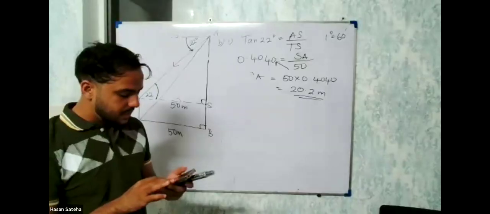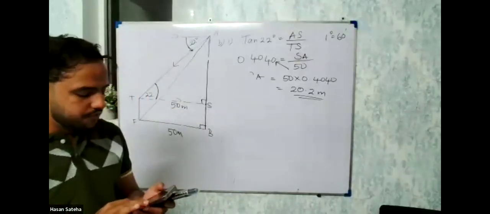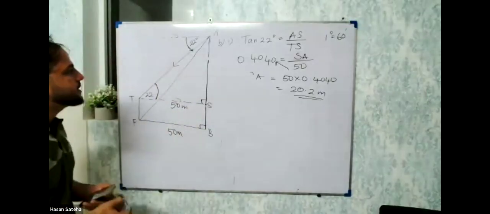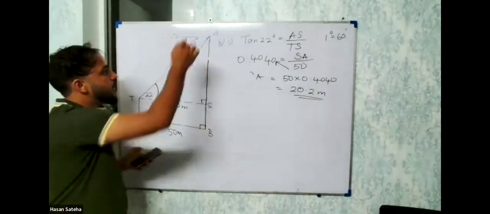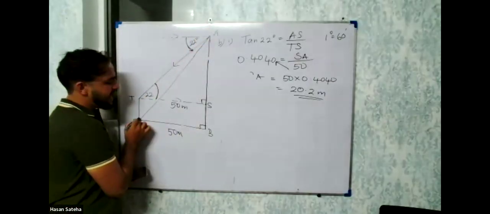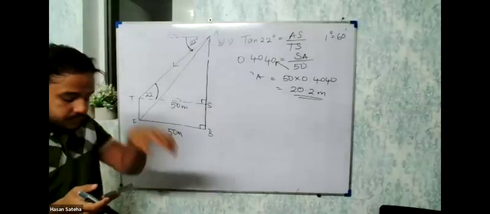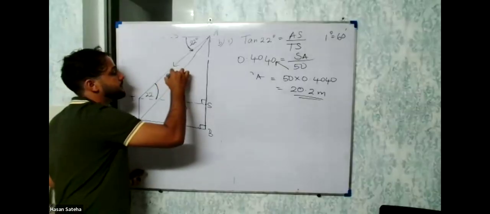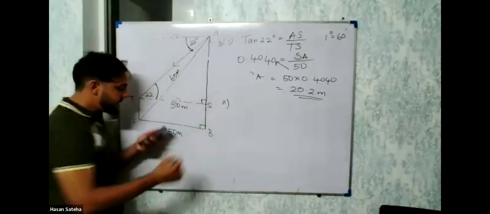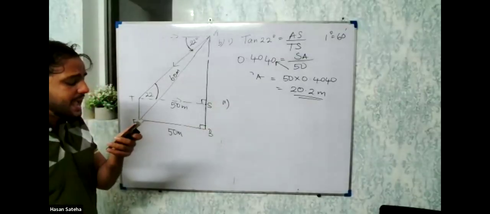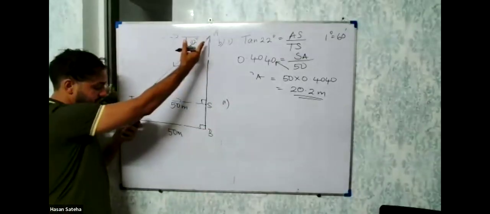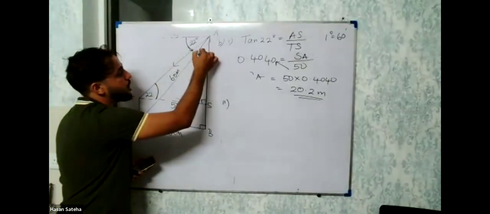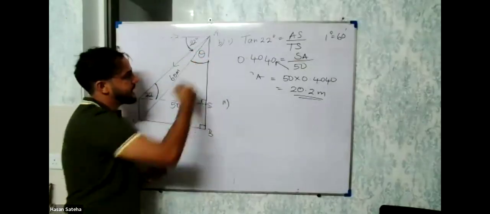All right, next one. The length of wire drawn from the window to the foot F of the tree is 60 meters. So from the window A here, they are drawing a wire and connecting to this point F, right? The length of that wire is now given as 60 meters. Now the question is, find the magnitude of the angle between AF and AB. They want you to find this angle theta.